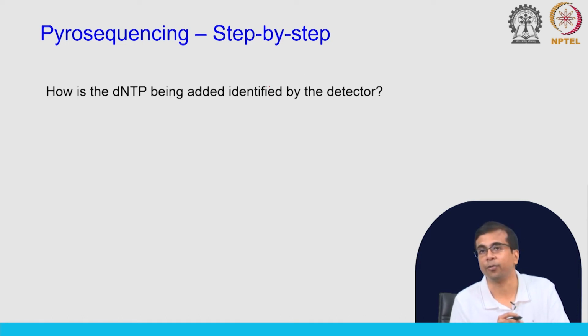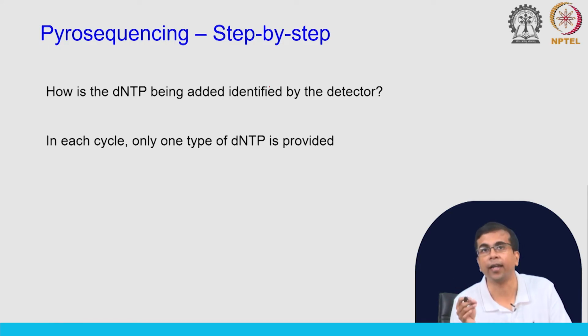So, one of the questions that you might have is how do you actually identify which dNTP is being added, whether it is A, G, T or C? How does the detector actually identify that? Okay. So, what we do is we add these dNTPs one by one. We do not add all 4 together; we start with one, then wash away that one, then we add the next one, wash away that one, then add the next one, and so on. So, this happens one after another.